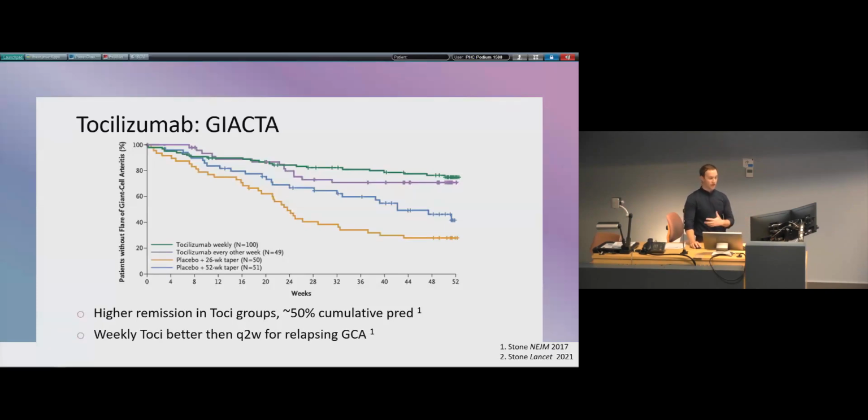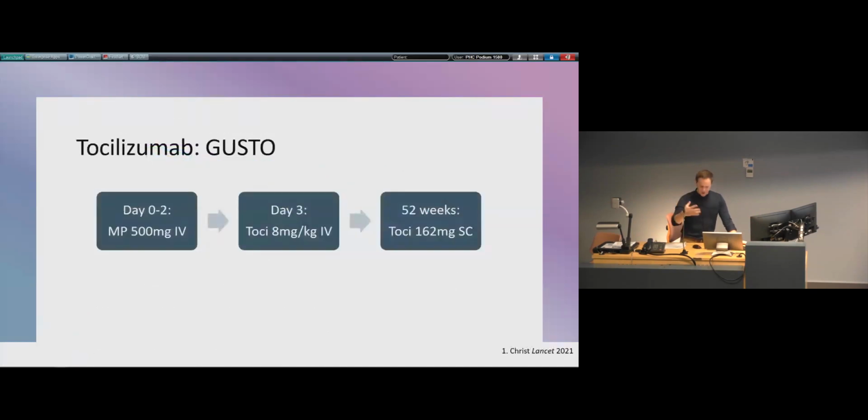We saw that weekly was more effective than Q2 week TOSI for relapsing disease. And when they've done their extension studies, they saw that weekly is better in terms of flare prevention as well as glucocorticoid exposure over that more prolonged period. So that got a lot of people excited, a lot of creative juices flowing in the research community, and they're looking at how far they can take this.